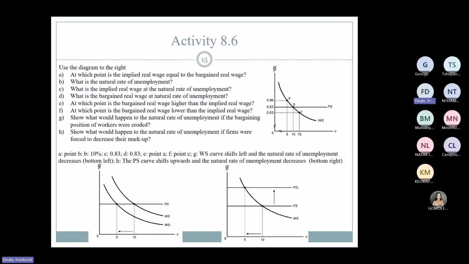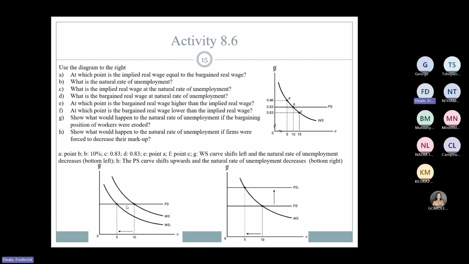So in a lot of the previous ones, we said the bargaining position gets better. So this is eroded, meaning gets worse. So the WS curve, right? When things get better, the WS curve shifts to the right and up. If things get worse, it shifts down and to the left. So if you look at this chart on the bottom left, the WS curve shifts down and to the left because the bargaining position gets eroded. So you go from WS to WS1, so it shifts down.